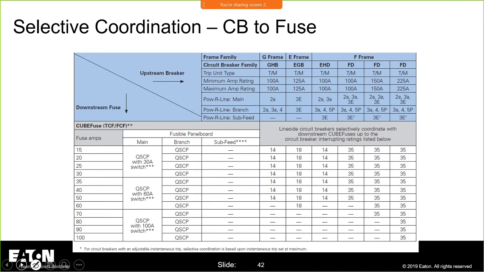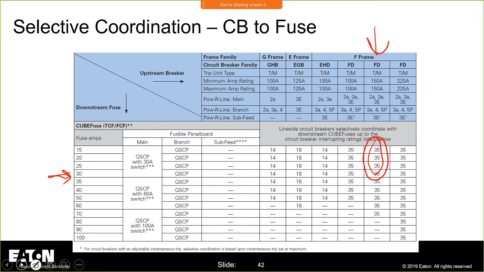So that was an F-150. There's my F-150 column right here, okay? And I put a TCF, say I don't know, somewhere over here, say a TCF 30. I selectively coordinate up to 35,000 amps. That's humongous. That is a lot of breathing room.